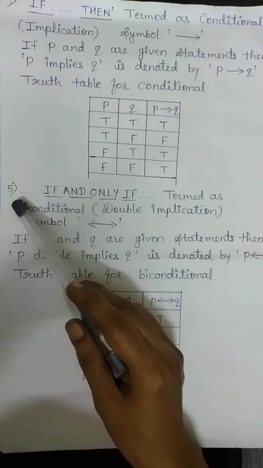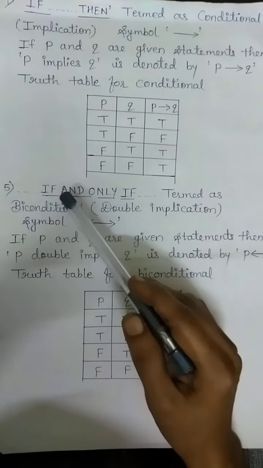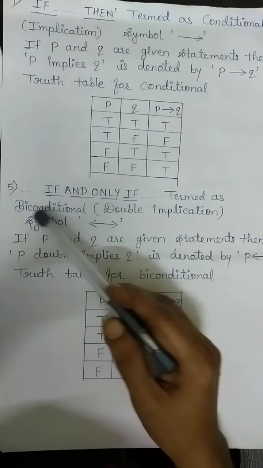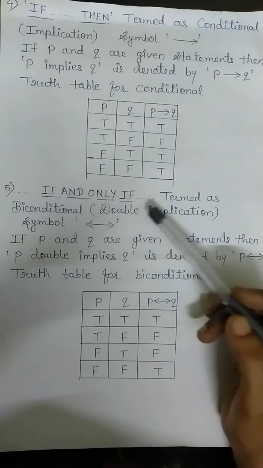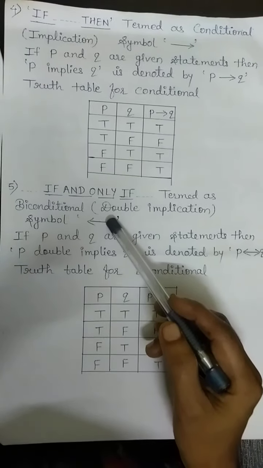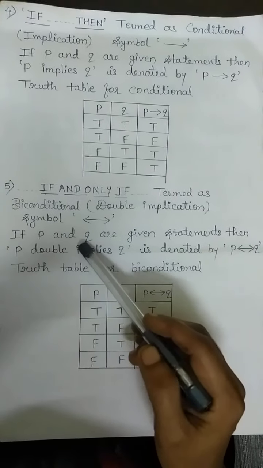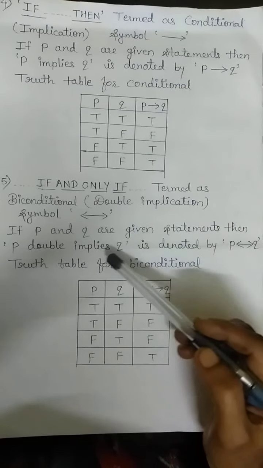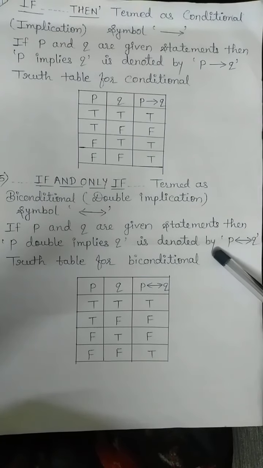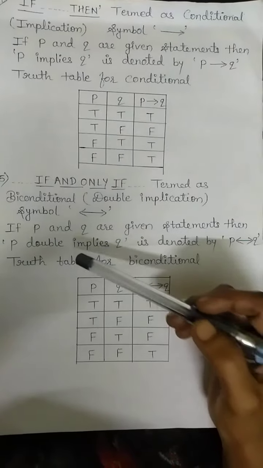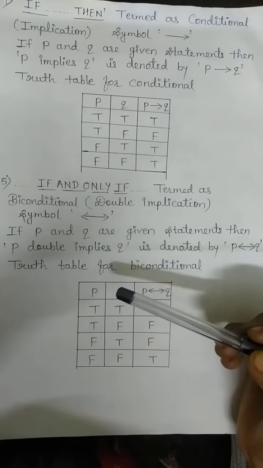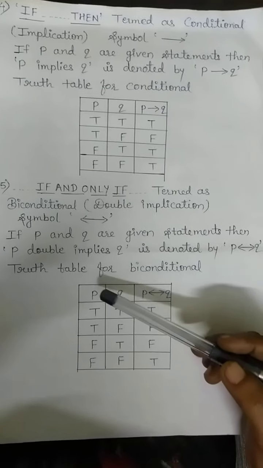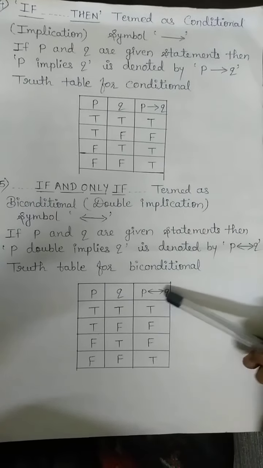Now, last logical connective, fifth, is if and only if. It is also termed as biconditional or double implication. Symbol is this. If P and Q are given statements, then P double implies Q is denoted by this symbol. Here also we require two statements, so we consider P and Q. Now truth table for biconditional. So P, Q, P double implies Q.